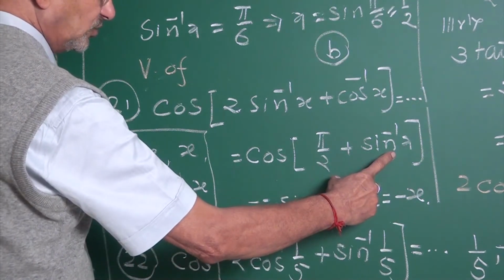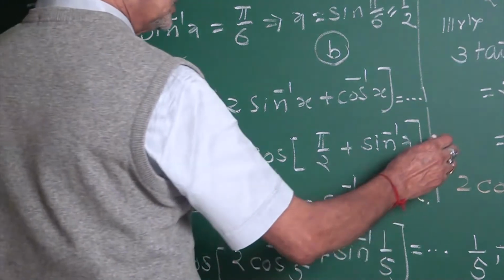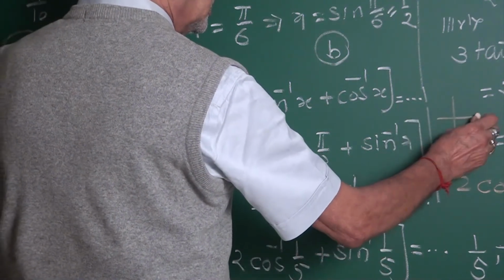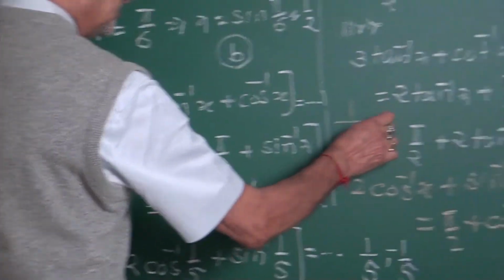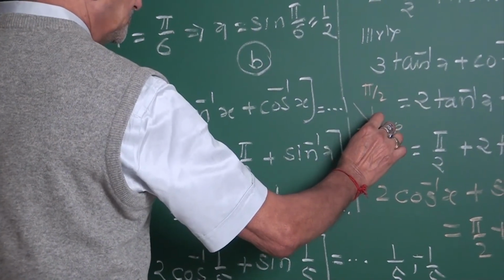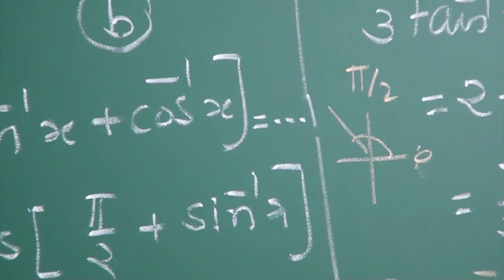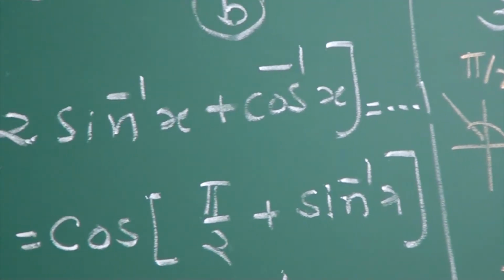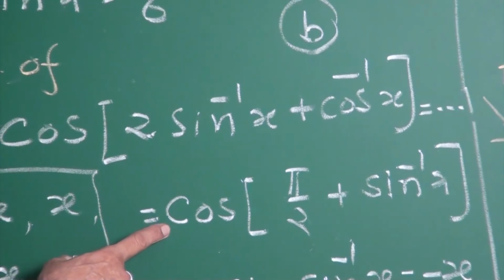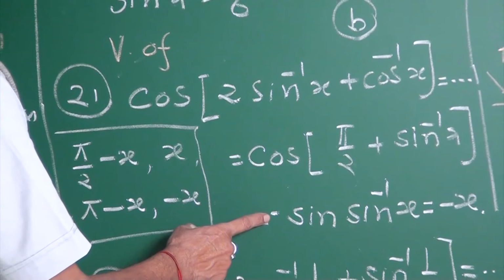The angle is in the second quadrant. Pi by 2 plus means it is in the second quadrant. See, this is pi and this is 0. This is pi by 2. Pi by 2 plus means where is the angle? The angle is in the second quadrant. In the second quadrant, sine is positive, cos is negative.